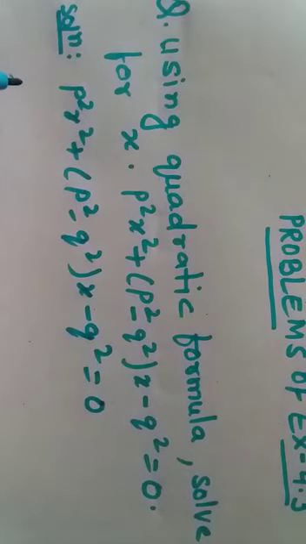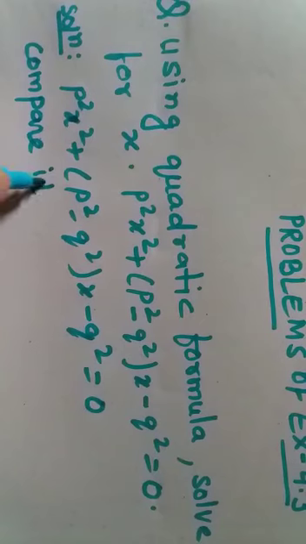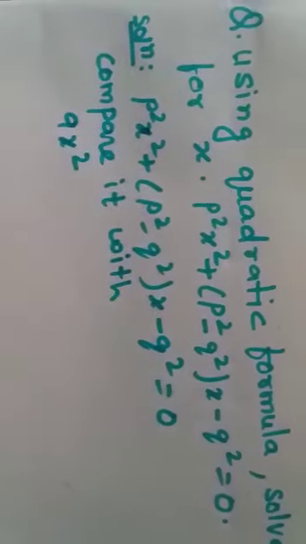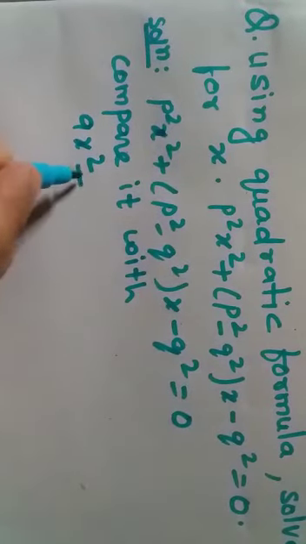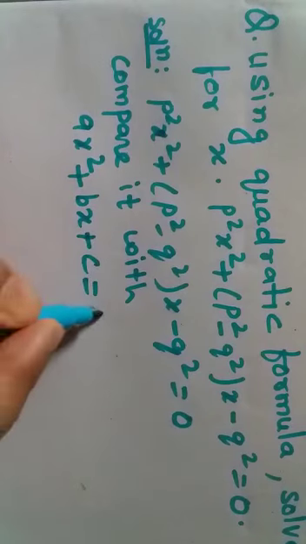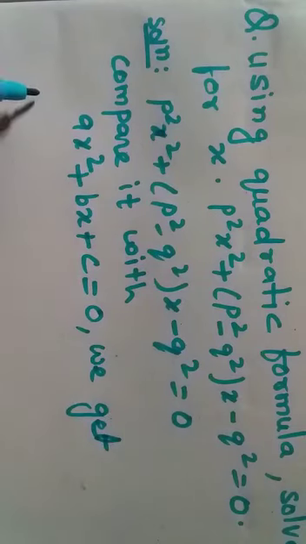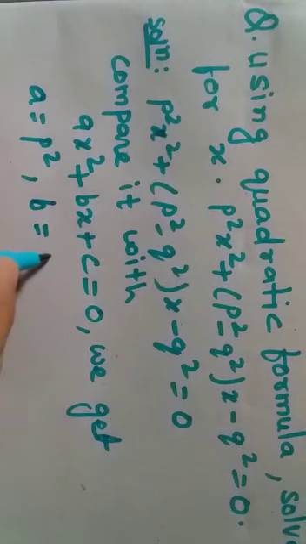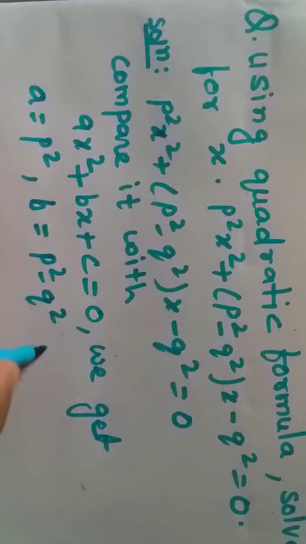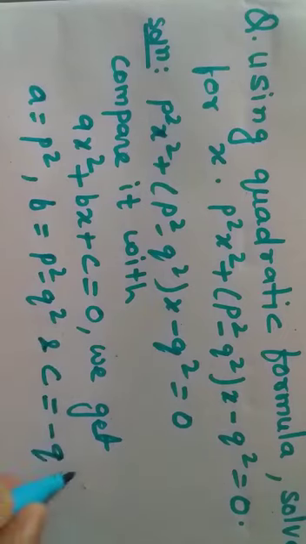After that, you compare it with the expression ax square plus bx plus c is equal to 0. What we get is a is equal to p square, b is equal to p square minus q square, and c is equal to minus q square.